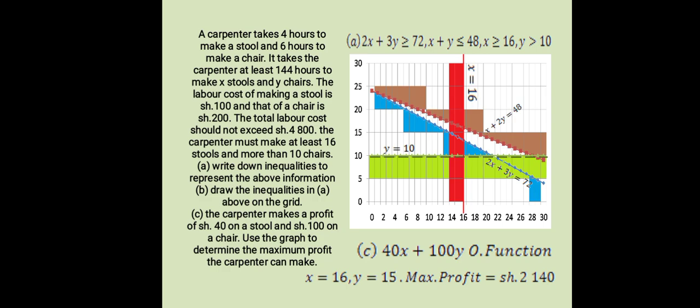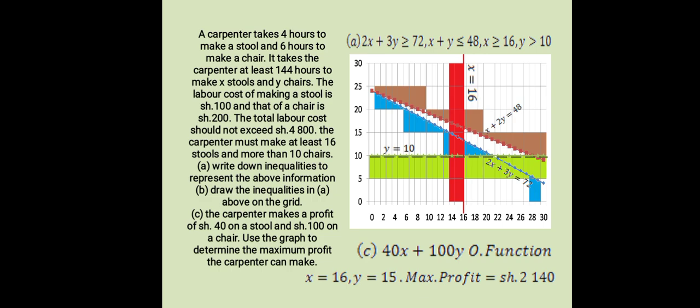A carpenter takes 4 hours to make a stool and 6 hours to make a chair. It takes the carpenter at least 144 hours to make X stools and Y chairs. The labor cost of making a stool is 100 shillings and that of a chair is 200 shillings. The total labor cost should not exceed 4,800 shillings. The carpenter must make at least 16 stools and more than 10 chairs.